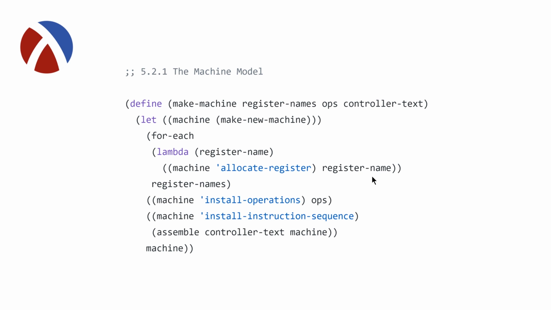And then we're going to do something similar for both the ops and the controller text. So for ops, we're going to be using the tag to install operations. And for the controller text, we're going to be bundling that with machine, and then passing that to assemble, and then passing the result of that to the result of the dispatch with the tag install-instruction-sequence.